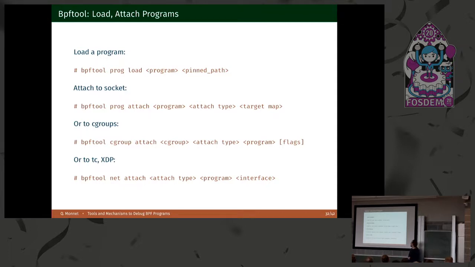I can load the program. I can attach it to a variety of hooks. I don't think I can attach it to kprobes or trace points with bpftool at this time. So I have the related commands: bpftool prog load, bpftool prog attach, cgroup attach, and for networking that would be net attach.